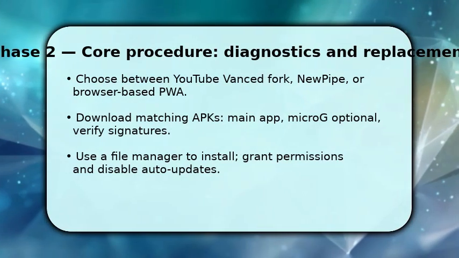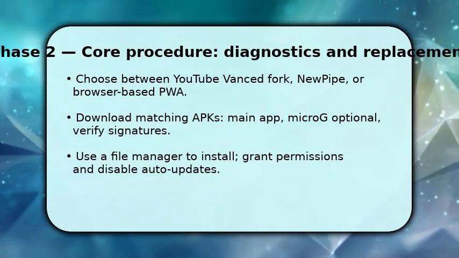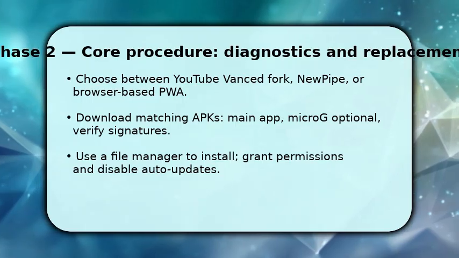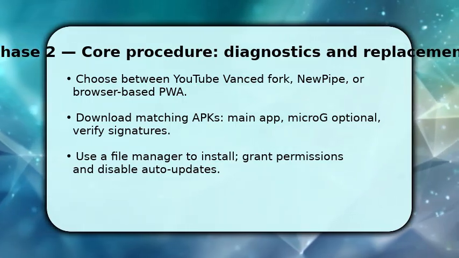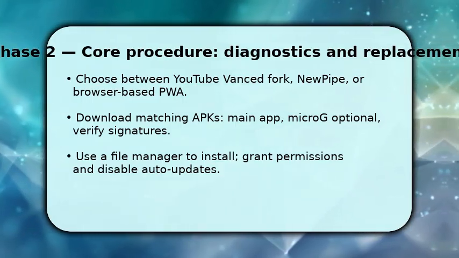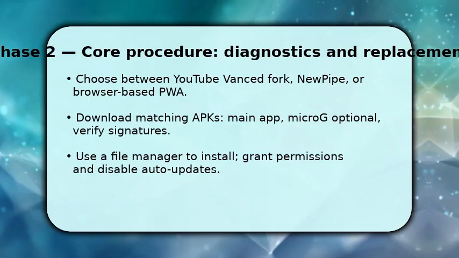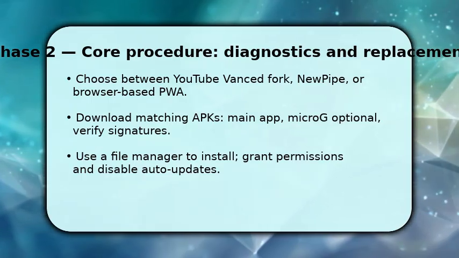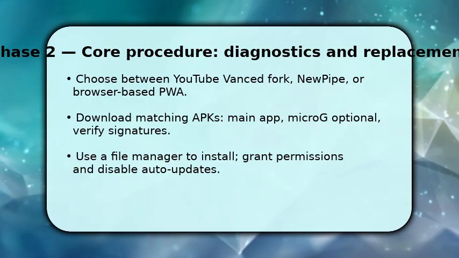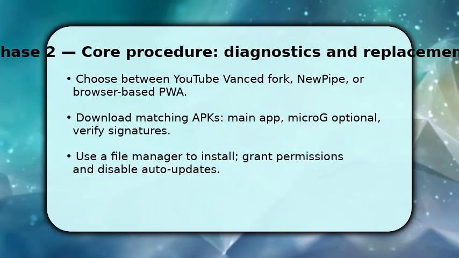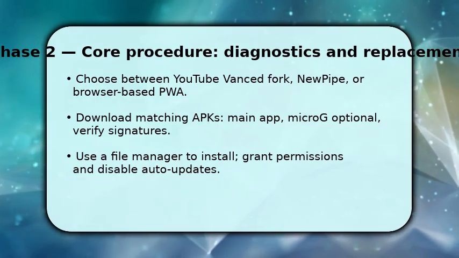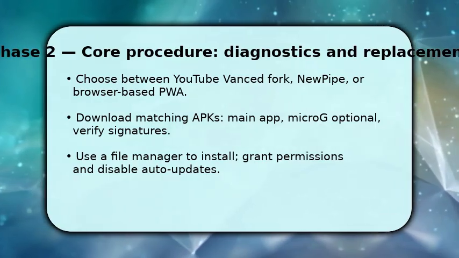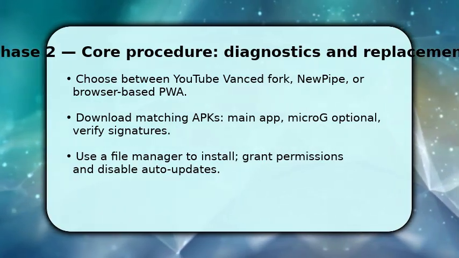Now pick a play-free client, NewPipe for lightweight playback, or an advanced fork if you want background playback. Alternatively, install YouTube as a progressive web app in your browser. Download the compatible APKs and, if required, a microG replacement, only if signing or login features are needed. Otherwise, skip it. Install with your file manager and accept required permissions.